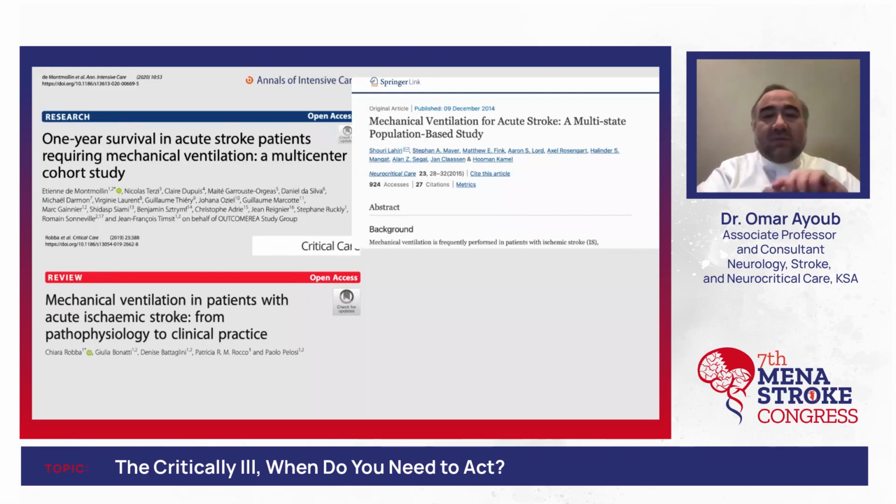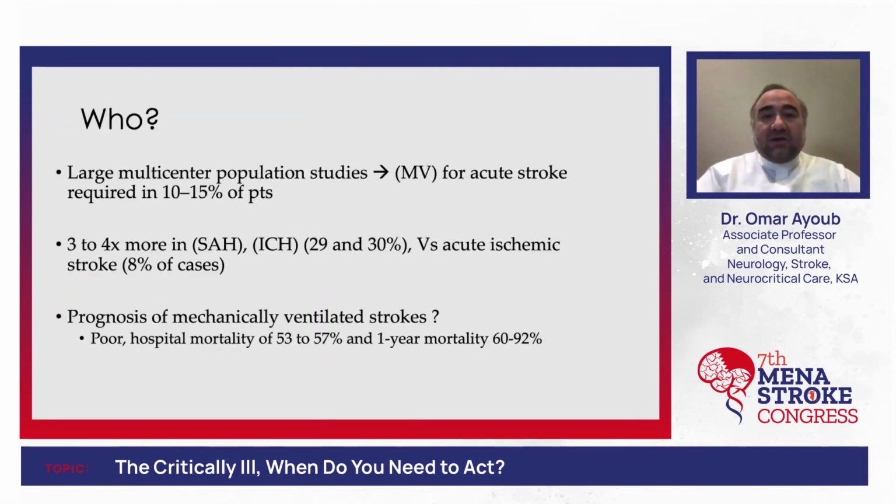To answer that question, there have been multiple papers in the literature that looked at the 1 year survival in acute stroke patients who required mechanical ventilation, and also the predictors for mechanical ventilation in patients who had acute stroke. In general, with large multicenter population studies, there is a need in acute stroke to be mechanically ventilated in about 10 to 15% of those patients. It is 3 to 4 times more in patients who are having bleeds, such as subarachnoid or ICH. The prognosis usually is indicative of poor prognosis, also depending on the cause. But overall, patients who are mechanically ventilated have hospital mortality between 53 to 57%, and this percentage goes higher if you look at them after 1 year.